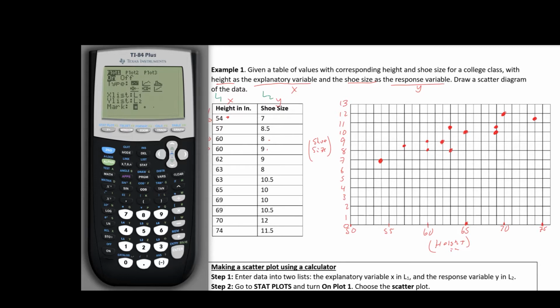Okay, so I'm going to go ahead and quit out of this. Second quit. And I'll clear that out. I'm going to press zoom. And then it should be the ninth option, which is zoom stat. Yep. Press enter. And does that plot look familiar? All right. Now it kind of looks like ours. The one on the calculator is a little bit more zoomed in.